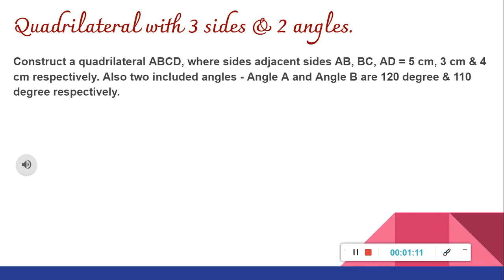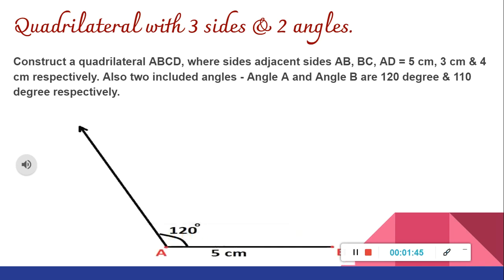So let me see how to construct a quadrilateral when three sides and two angles are given. As per the question, AB is 5 centimeters, BC 3 centimeters, AD 4 centimeters, angle A 120 degrees, angle B 110 degrees. Let me see how we could construct it. First step, draw a line segment AB of 5 centimeters. Second step, use a protractor and draw an angle of 120 degrees at vertex A.